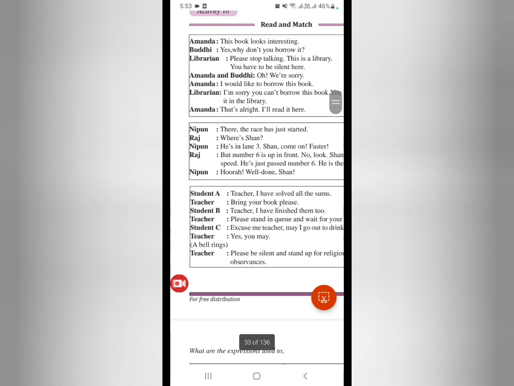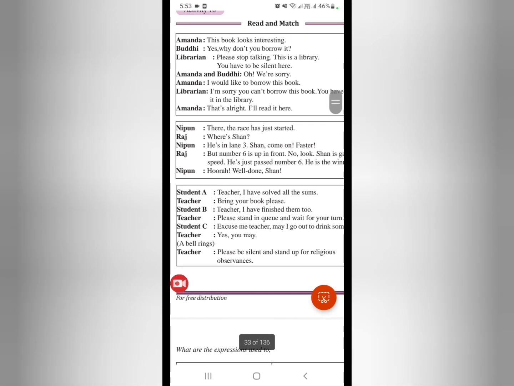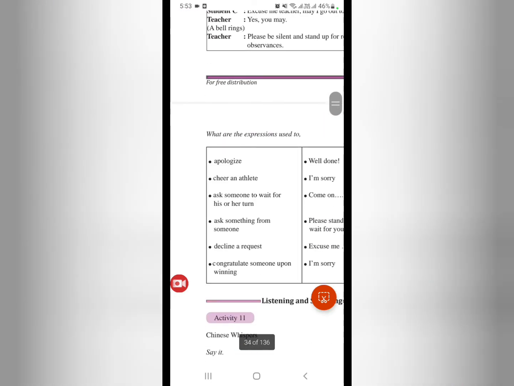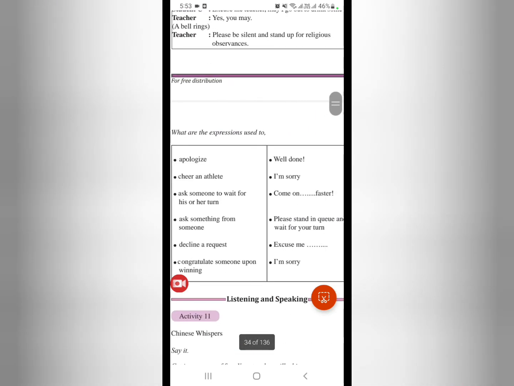Okay. Then the teacher is saying religious observances are going to be on. You should be silent and stand up. Be respectful to that religious observance. Teacher's reply. Now, what are the expressions used to? Now, we should do what the expressions are used to.